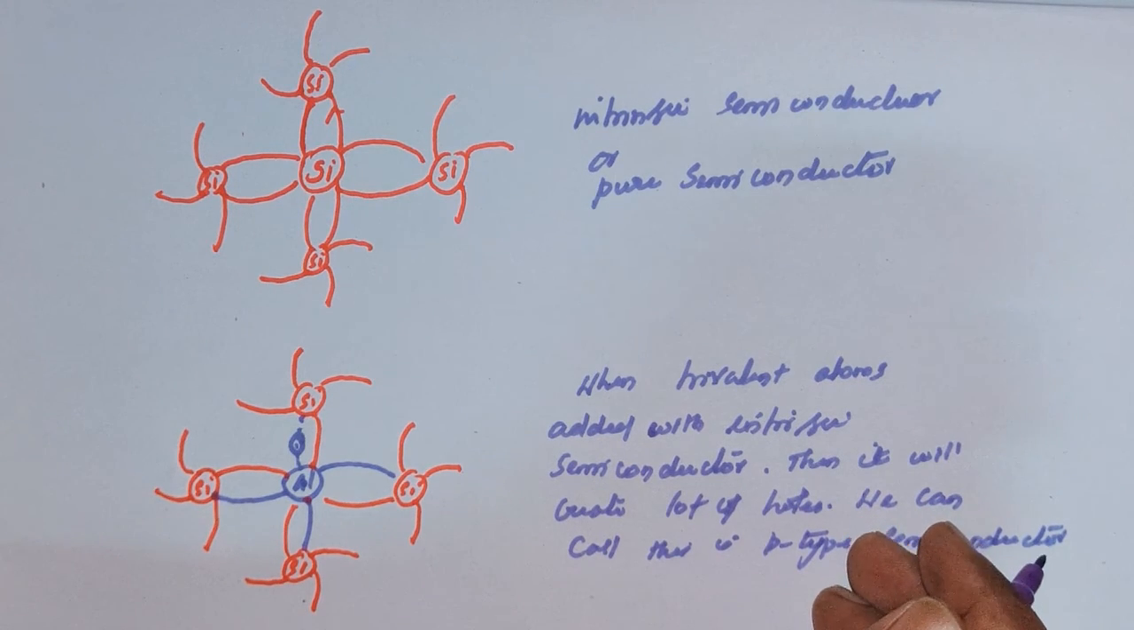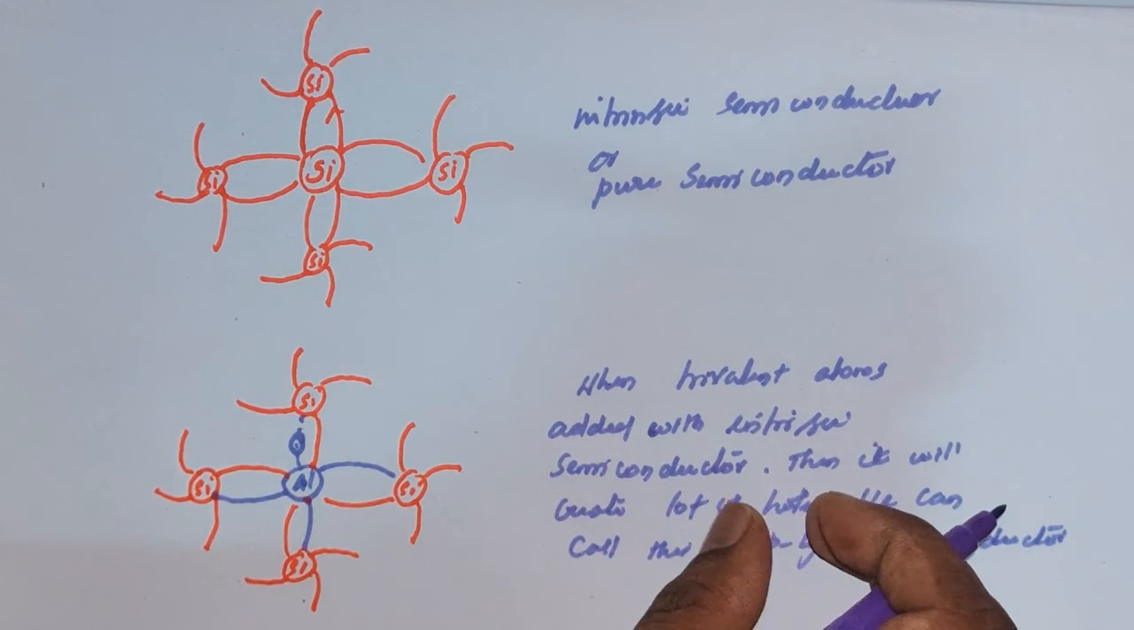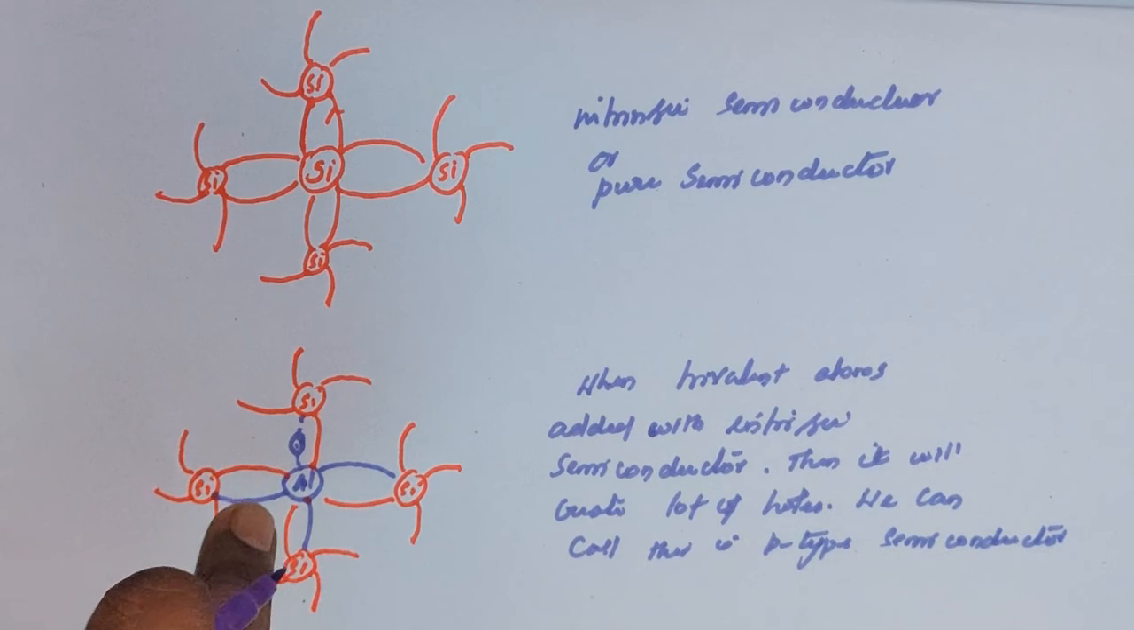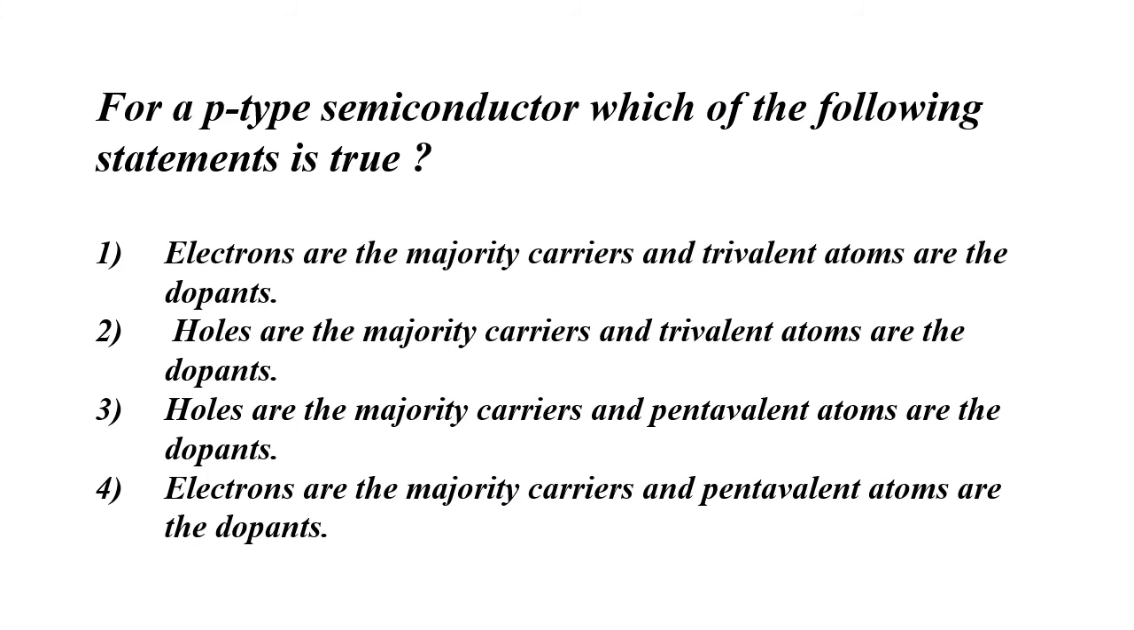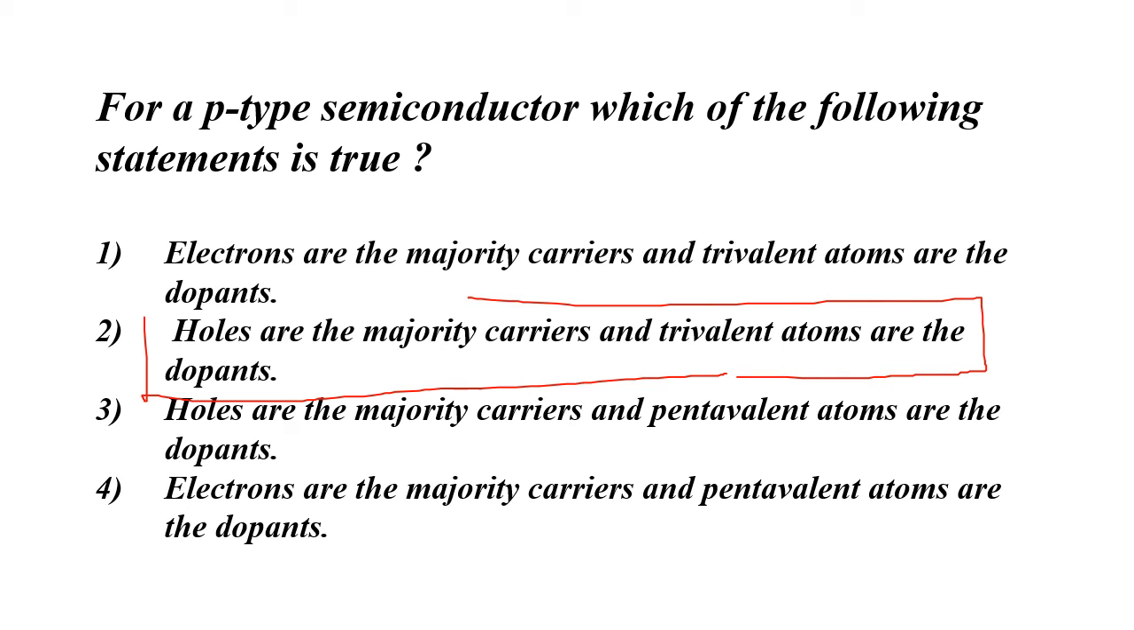the holes are the majority carriers when trivalent atoms are the dopants. So the answer would be B. From the above discussion, we understood that the holes are the majority carriers when the trivalent atoms are the dopants in the intrinsic semiconductors. So option B is the right answer.